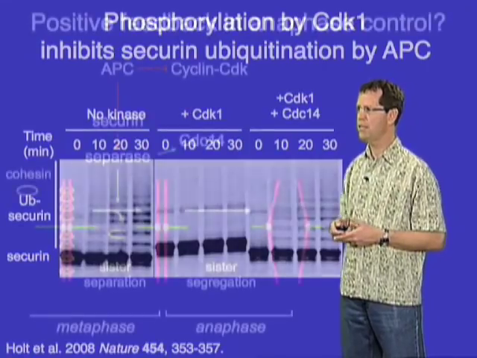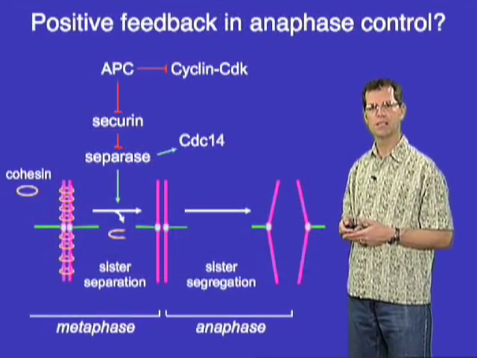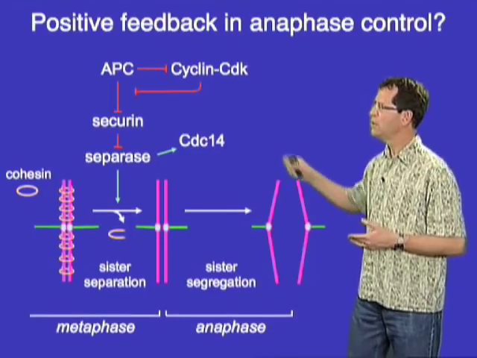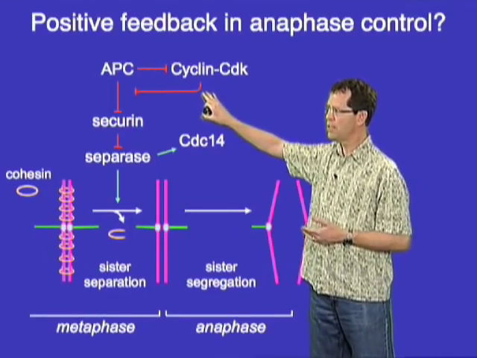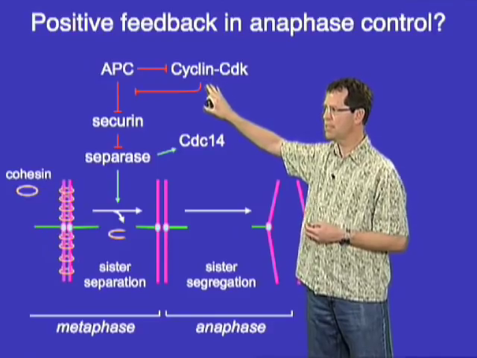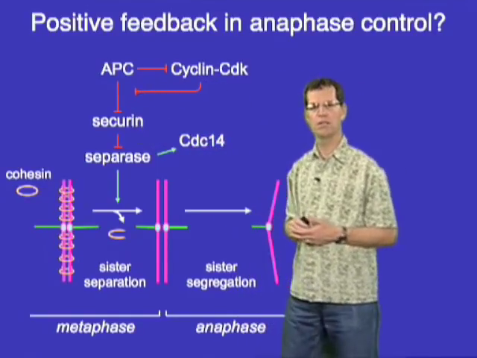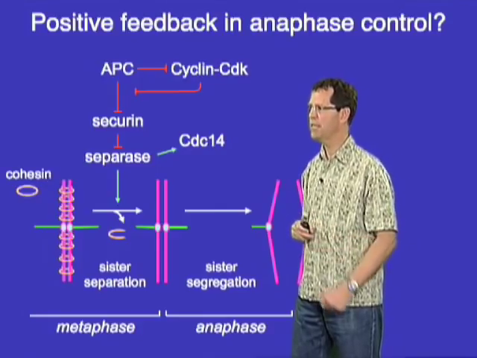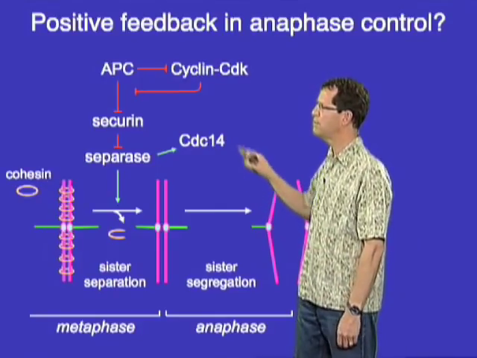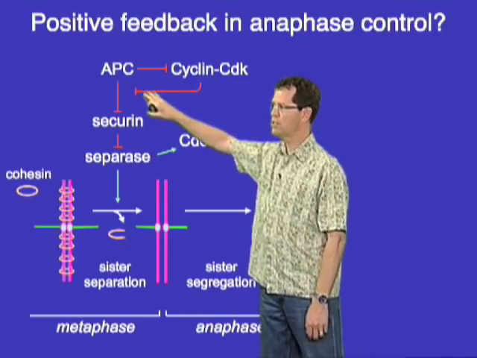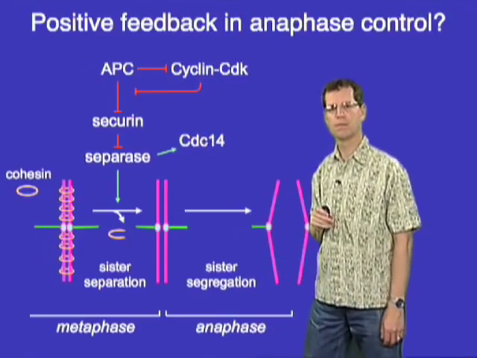So what does all this mean for the regulation of anaphase? Well, it has a number of interesting implications, the first of which is that we can now add another regulatory arrow here, suggesting that cyclin CDK activity is capable of inhibiting APC-dependent securin destruction. And this might have implications for the order of events in anaphase. It might suggest that some level of cyclin destruction is required before securin destruction can occur.